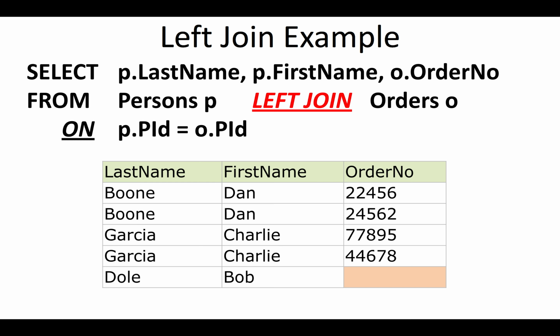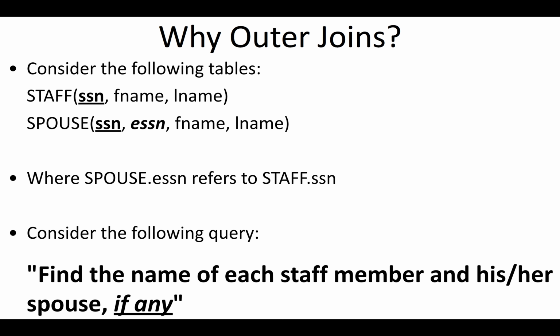Okay, so there it is. This is what I would get, and we would see that empty space on the order, since there's no order that matches Dole. And so why would we ever want to do that? Go fetch records, even those that don't match.